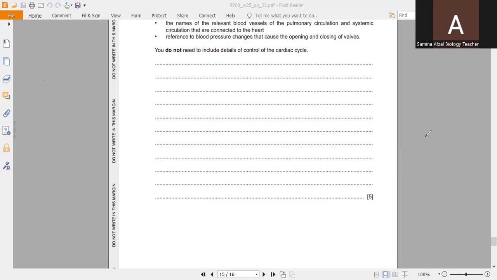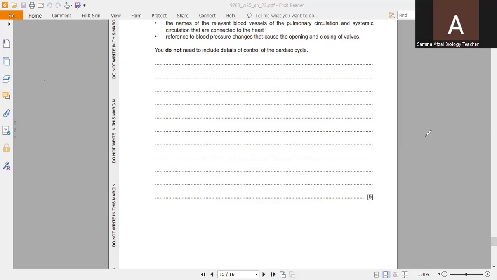When the pressure in the left ventricle rises above the pressure in the aorta, the aortic semilunar valve is forced open. So blood is ejected under high pressure into the aorta, where it is then distributed to the rest of the body. So in this way, the sequence of the blood circulation takes place. Now I would like to write all this which I have described to you.